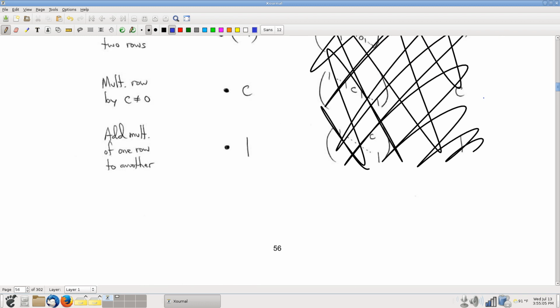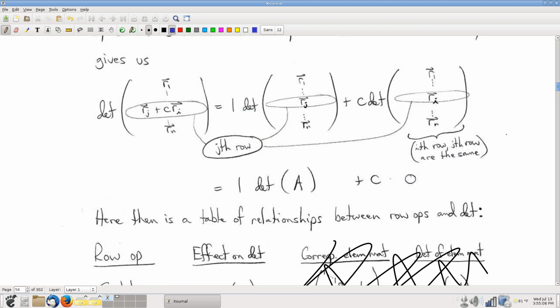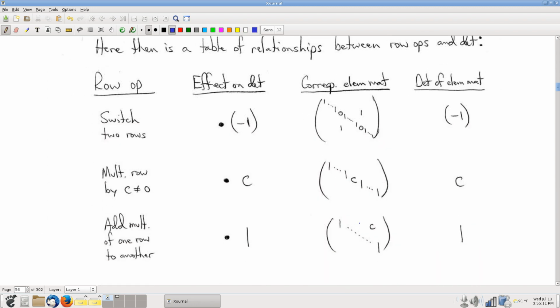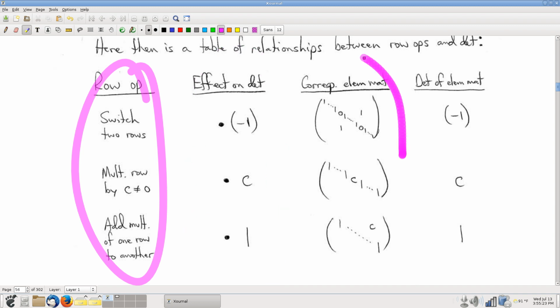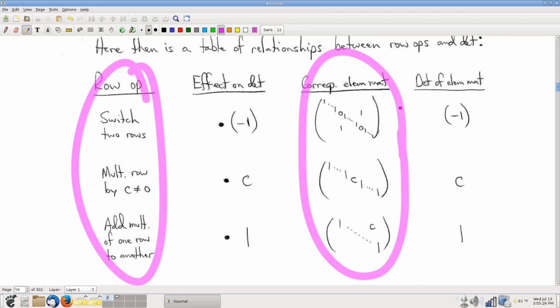Okay, so let's go back to our table now, and let's finish filling in this table. So we were talking about what happens when we do a certain row operation. What is the corresponding effect on the determinant? Well, now let's think about these row operations and ask, what are the matrices that execute those row operations? Remember, for every row operation, there is a corresponding elementary matrix. Well, here they are. There's a matrix that switches 2 rows. There's a matrix that multiplies one of the rows by a number C. And here's a matrix that adds a multiple of one row to another row.